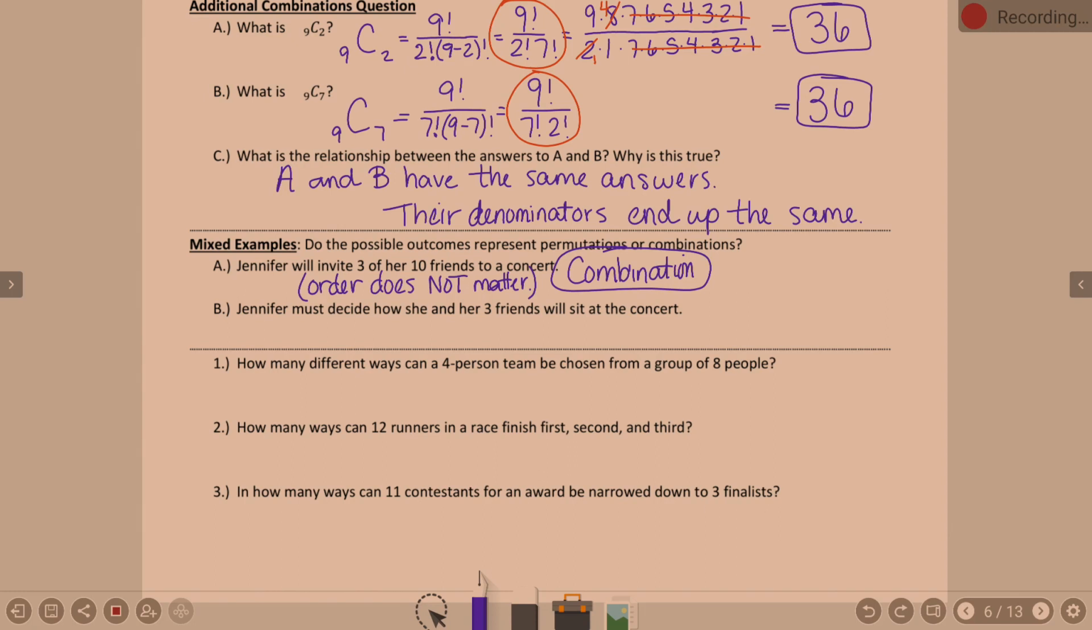Okay, and so at this point, she's arranging the people in the seats. When you're arranging the people in the seats, order matters. So, thus, as you already know, this is a permutation.